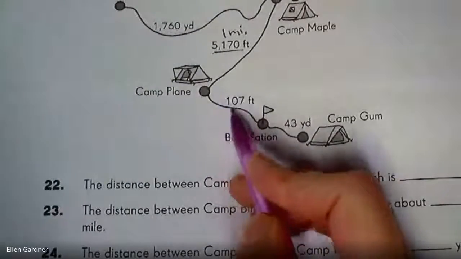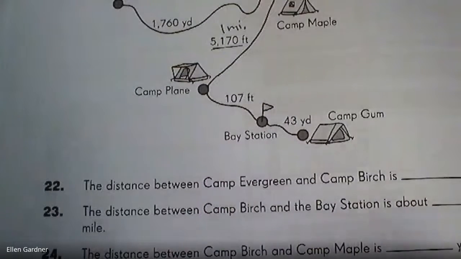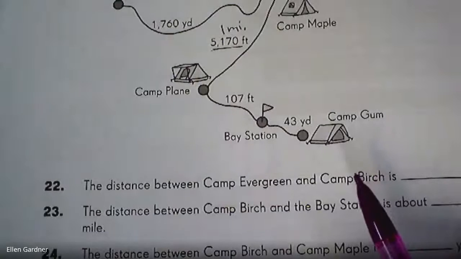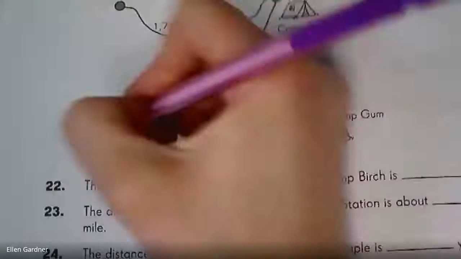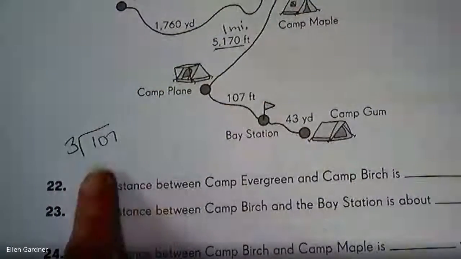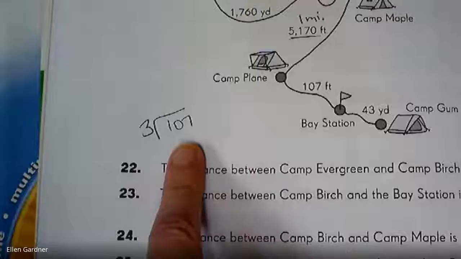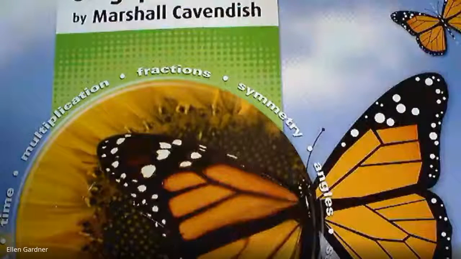107 feet is about how many yards? You could do 107 divided by 3 to figure that one out, because remember that there are 3 feet in 1 yard. So keep that in mind with those ones. That is all you'll be doing for your homework today.